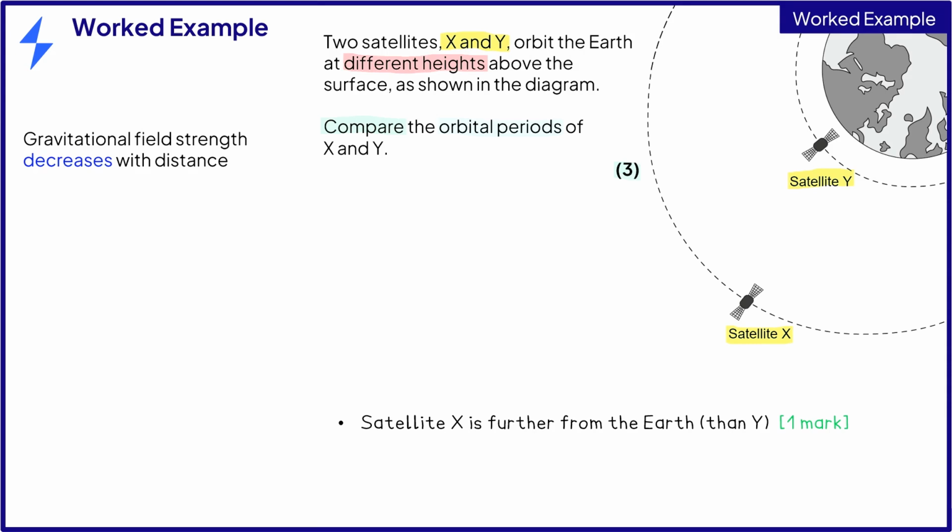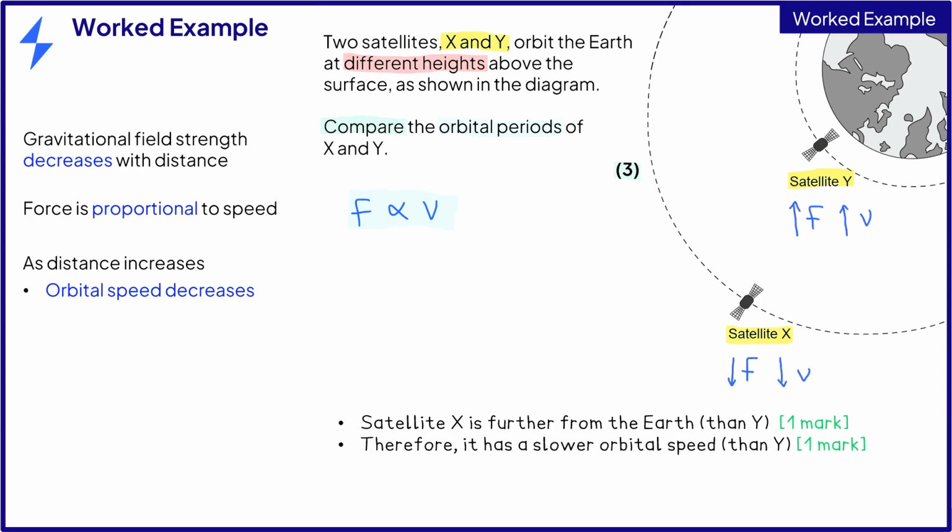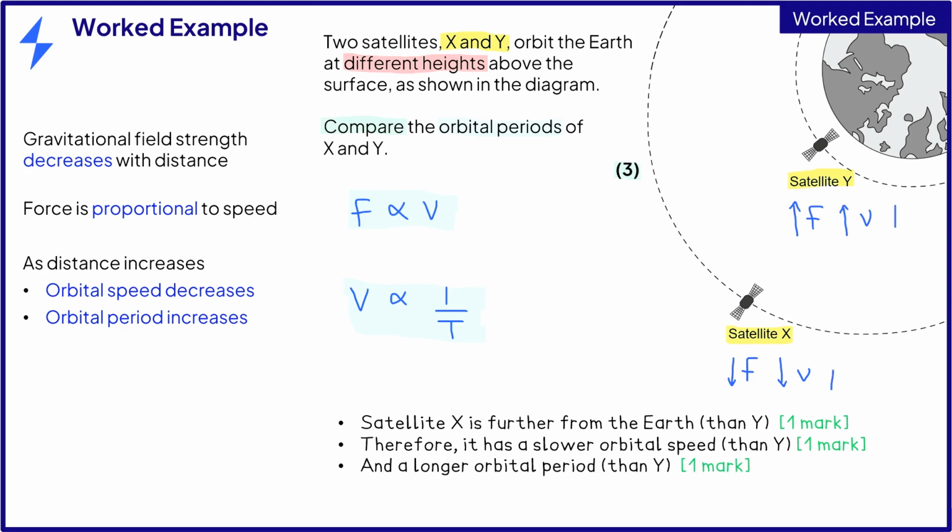We know that gravitational field strength decreases with distance, and that force is proportional to speed. So, as the distance from the Earth increases, orbital speed decreases. This means satellite X has a slower orbital speed than Y. And finally, as distance increases, orbital period increases as speed is inversely proportional to time. This means satellite X has a longer orbital period than Y.